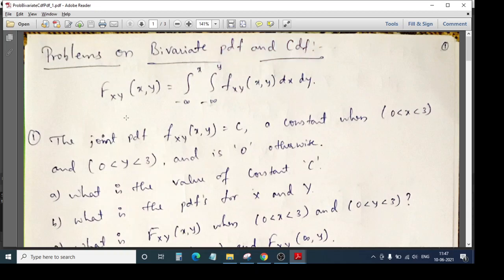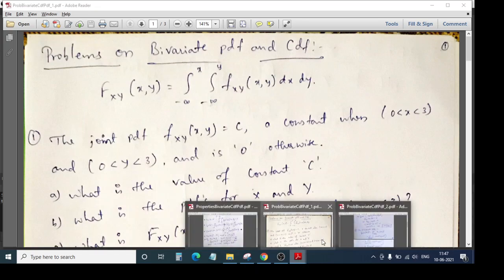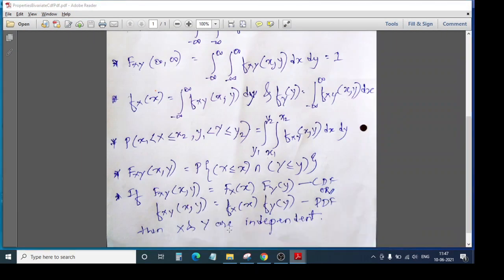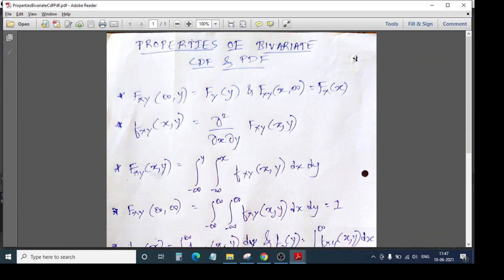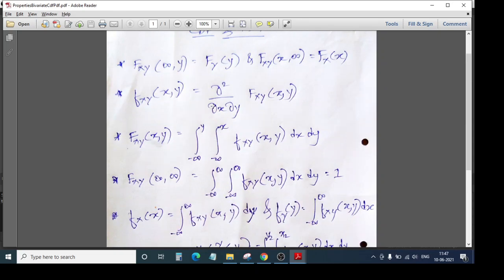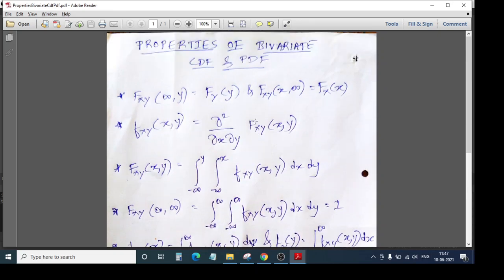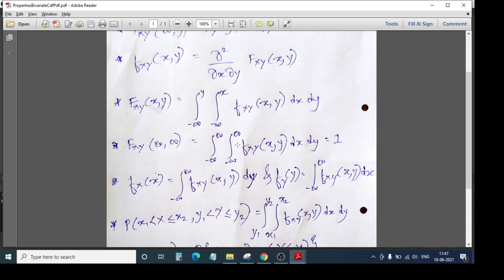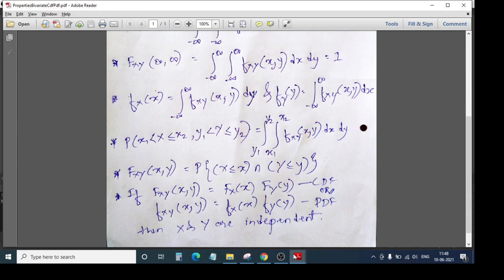Okay, so before moving ahead, these are some of the properties of your bivariate PDF and CDF which you have already studied. So these are the properties. I will be sharing this PDF with you guys. Kindly have a look at it before moving ahead with the problems. We'll make use of these properties and try to discuss today's problems.